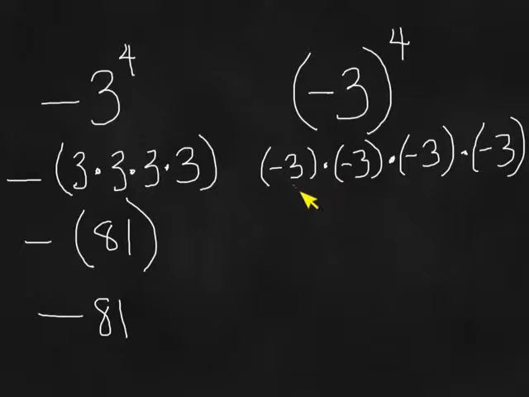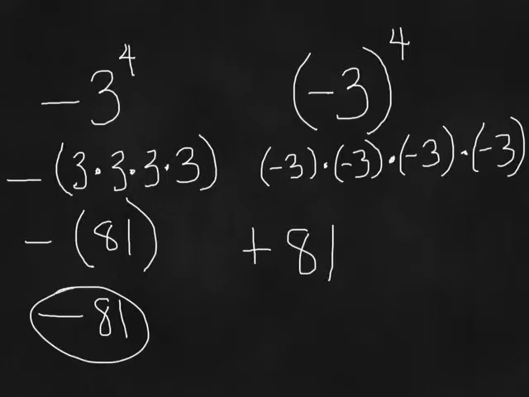I have a negative times a negative, which is a positive times a negative, which is a negative, and a negative times a negative, which is a positive. So already I know my answer is going to be different because it's going to be a positive number. Now, 3 times 3 is 9, and 9 times 3 is 27, and 27 times 3 is still 81. But my answers are different because in this one I used parentheses, and in this one I did not. Notice this is negative 81, and this is positive 81.